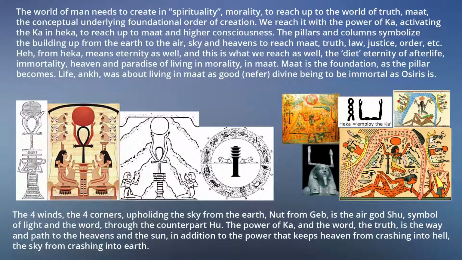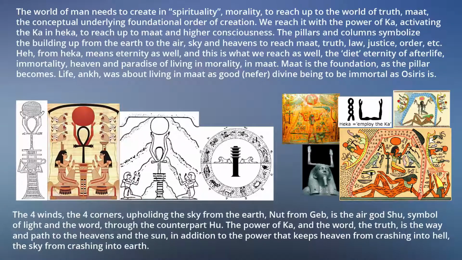So anyways, the good, the beauty from Plato, that's where he got his stuff from, the Nefer. So life, Ankh, was about living in Ma'at as good, in Nefer, as a divine being. As I showed in the previous infographic, where there was Ma'at and Heru, Horus, and it was Nefer, Ka Ma'at. So it was the good of the Ka in Ma'at.